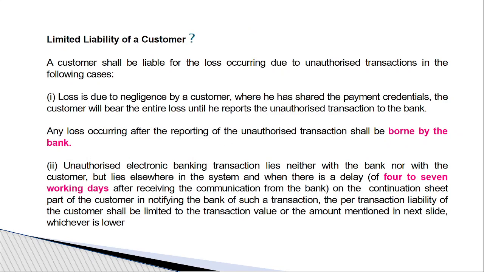So limited liability means that, unlike the previous situation where everything will be reversed, here some loss will be borne by the customer. The loss is due to negligence by the customer. Here there is no negligence by the bank, but there is negligence by the customer. Sometimes what will happen, you will go to an ATM machine and try to withdraw money, and it will not come. Somebody will come and help you, you will share your OTP, and maybe he has done one transaction or two transactions.